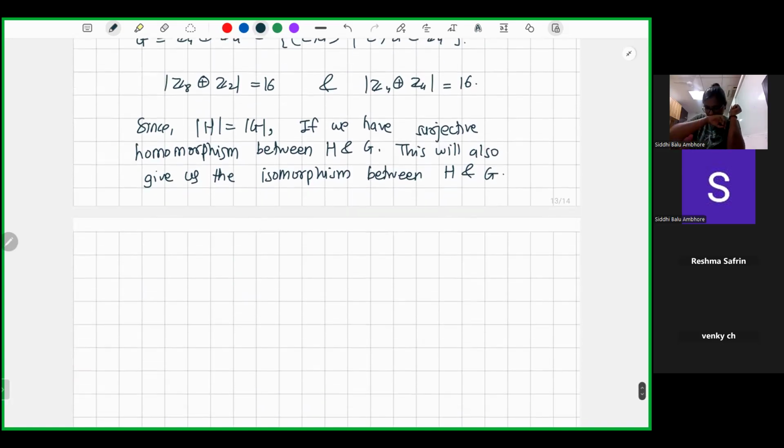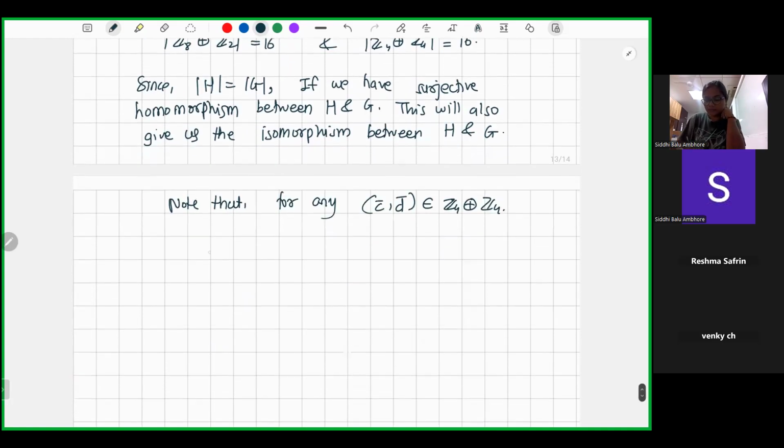So note that for any (C bar, D bar) in Z4 direct product Z4, the order of this (C bar, D bar) is less than or equal to 4.